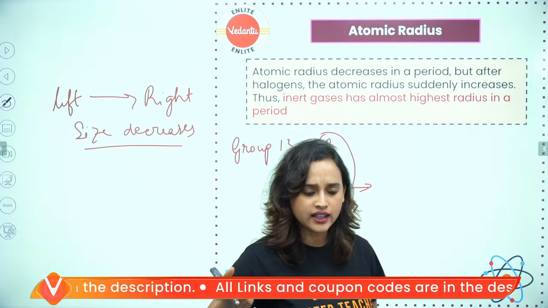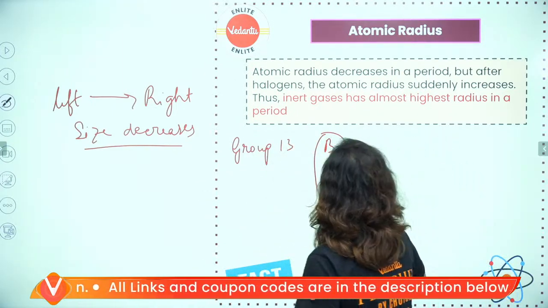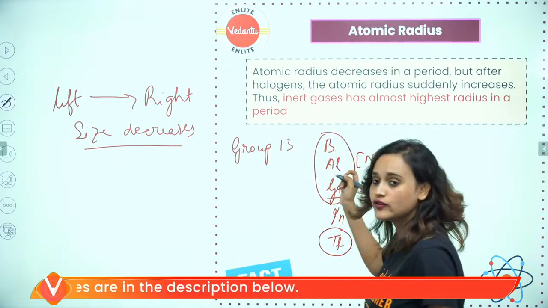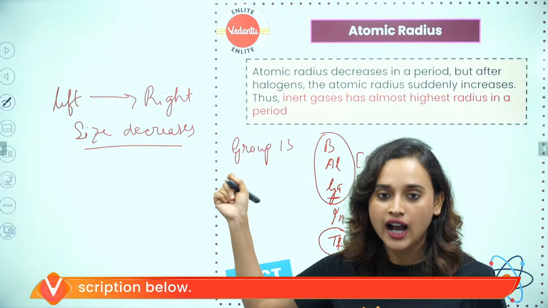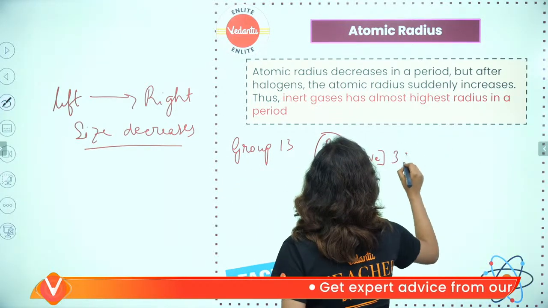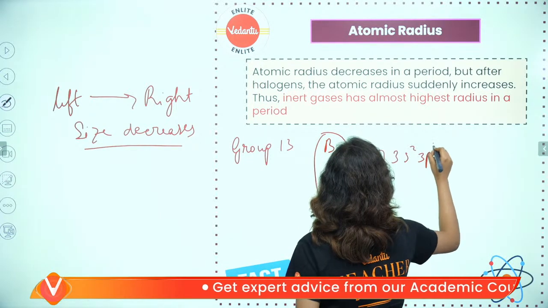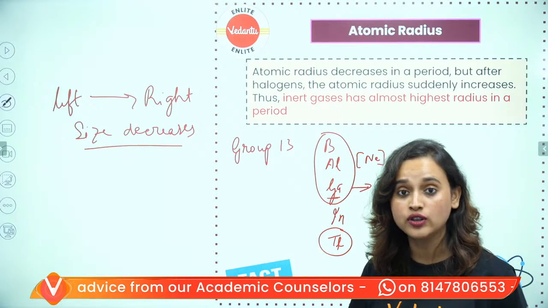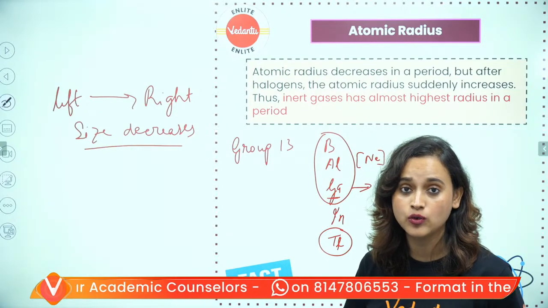So let's write the electronic configurations. Let's write the electronic configuration. For this, I will have to write Ne, and then what will be the electronic configuration, everybody? I have written Ne. Then after that, what do I have to write? I will have to write 3s2, 3p1, right? Yes, correct, everybody.